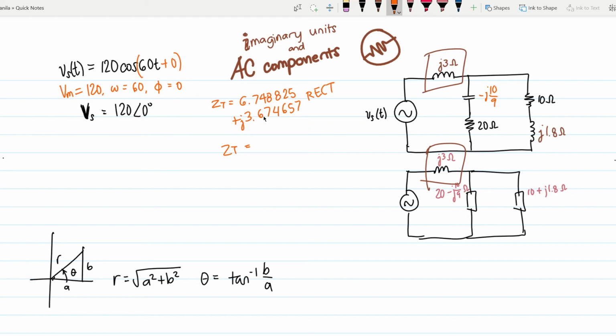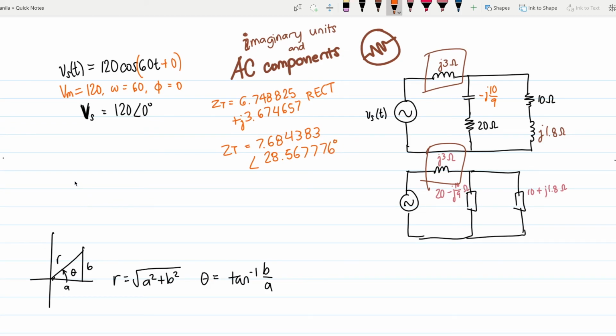Let's turn that back into rectangular form and let's add 3i. And so, the rectangular form is 6.748825 and then 3.674657. If we're going to get that back into polar form, you're going to have 7.684383, right? Okay. And then the angle is 76 degrees. Okay.